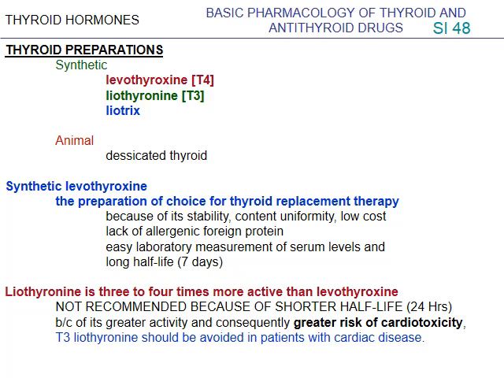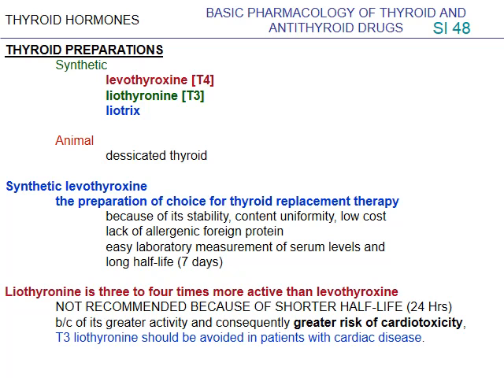Thyroid hormone replacement therapy. Thyroid preparations which are available for dispensing include synthetic or animal-derived. The synthetic forms are levothyroxine, liothyronine, or Liotrix. The animal-derived is referred to as desiccated thyroid.